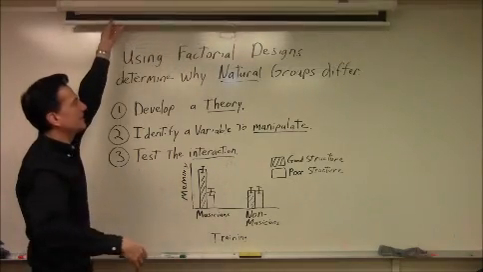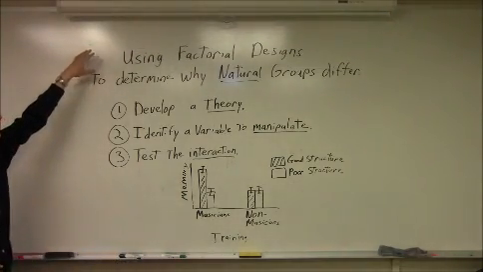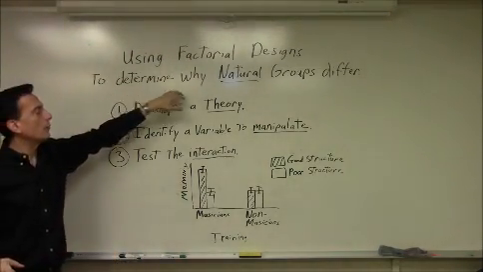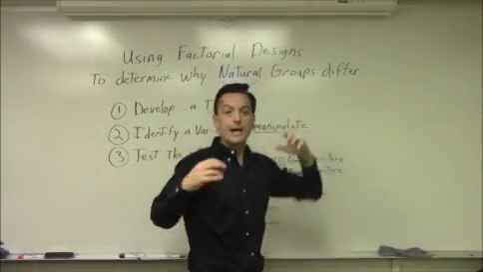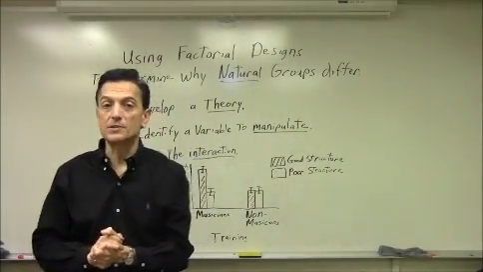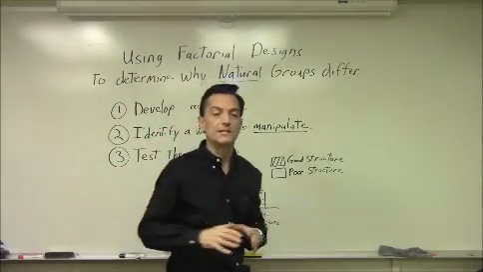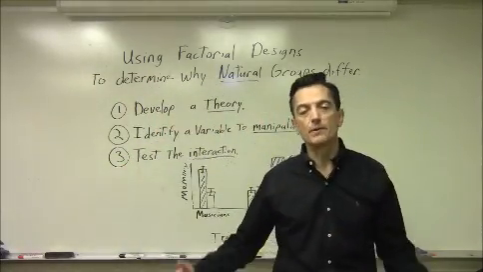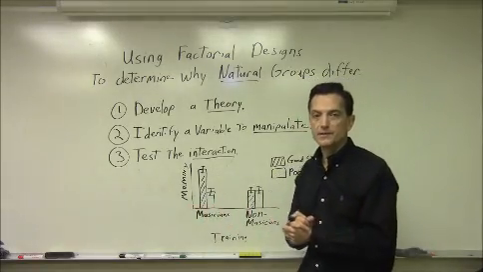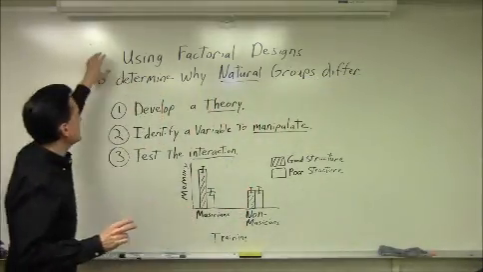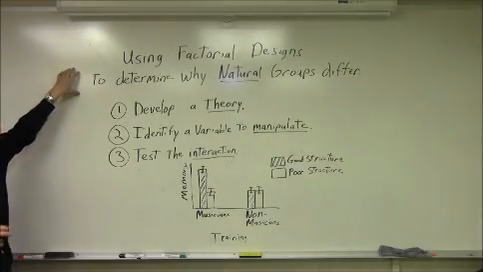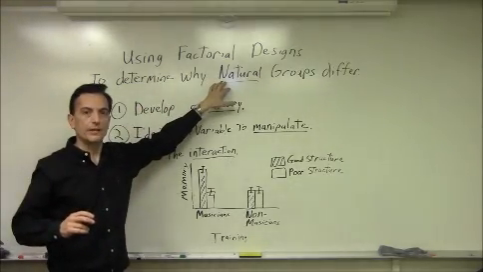Okay, so what we'll do here is try to understand why it is that we can use factorial designs to determine why natural groups differ. Or I should say, how it is that we can use these designs to come to those kinds of conclusions. Really powerful. I think this is one of the more subtle points in the entire semester. I also think it's one of the most important points of the entire semester. So again, for clarity, using factorial designs to determine why natural groups differ from each other.